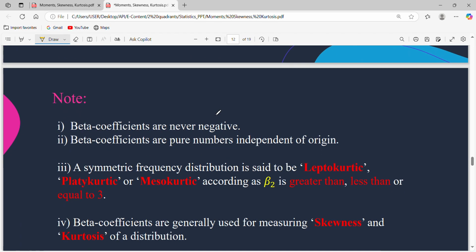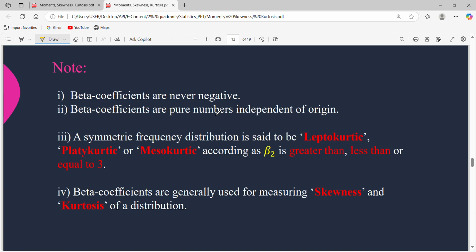Notice beta coefficients are never negative. Beta coefficients are pure numbers independent of origin. A symmetric frequency distribution is said to be leptokurtic, platykurtic, or mesokurtic according to whether beta 2 is greater than 3, less than 3, or equal to 3. And beta coefficients are generally used for measuring skewness and kurtosis of a distribution.